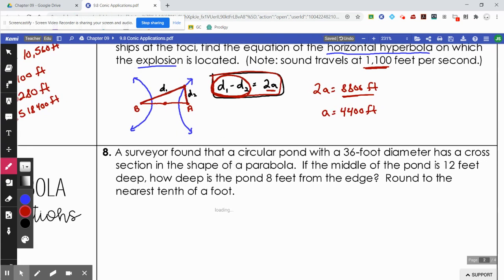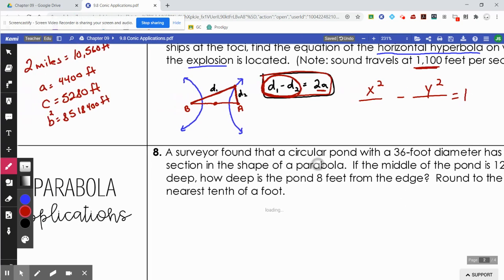And now we're ready to write our hyperbola, to write the equation. So let's erase this. Since it's horizontal, we're going to list our x squared first, minus our y squared second, and we're going to let the point in between those two ships be my origin right here at 0, 0. That way I don't have any transformations.